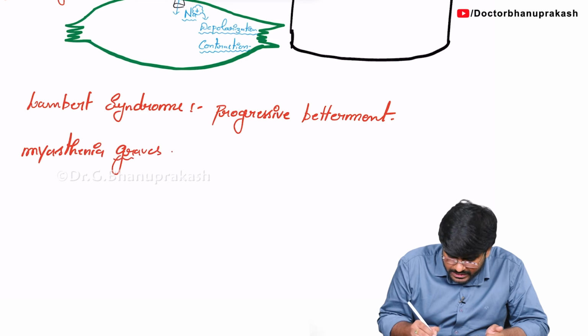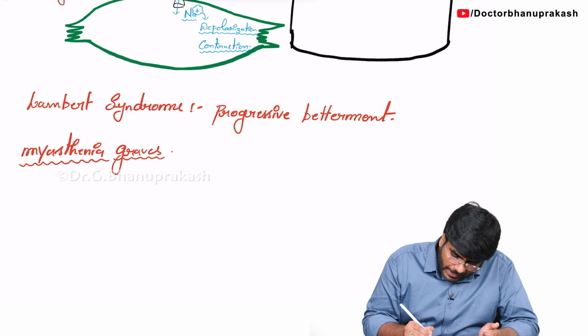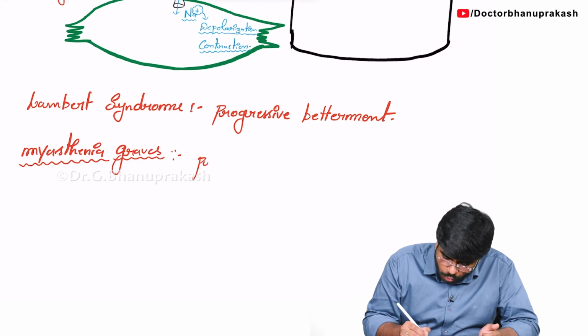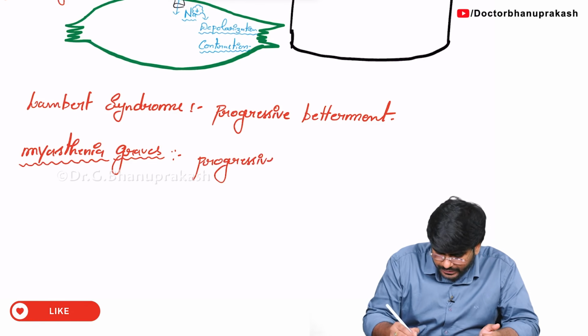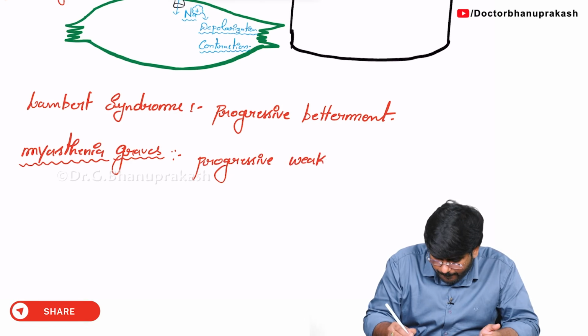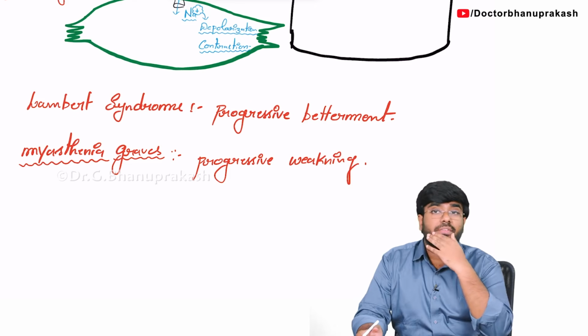But in myasthenia gravis, gravis means what? Gravis means severe weakness. Grave, you know what exactly a grave is? It's such severe muscle weakness, okay. In myasthenia gravis, there is going to be progressive weakening, okay, progressive weakening. What do I mean by progressive weakening?